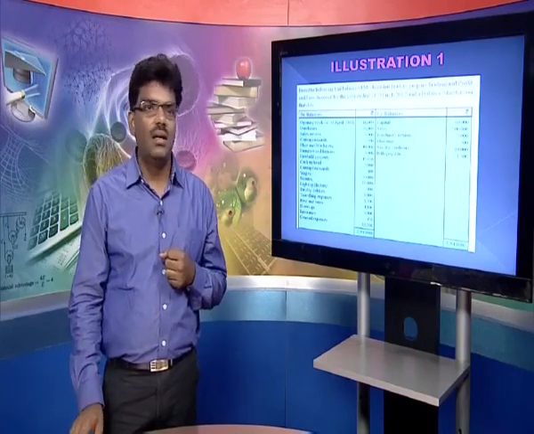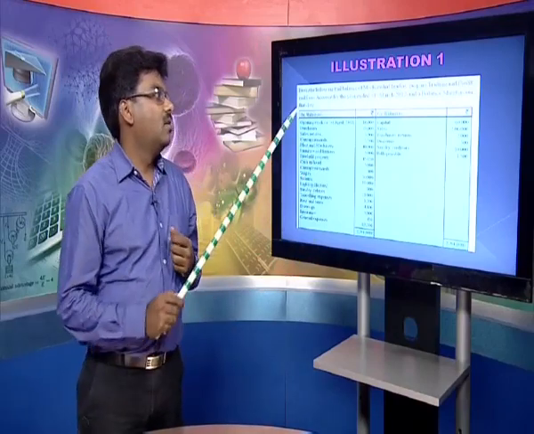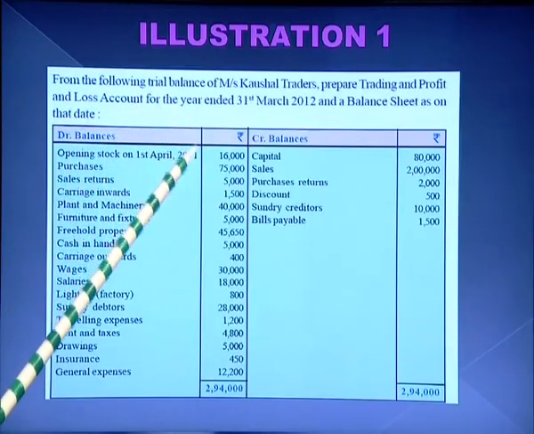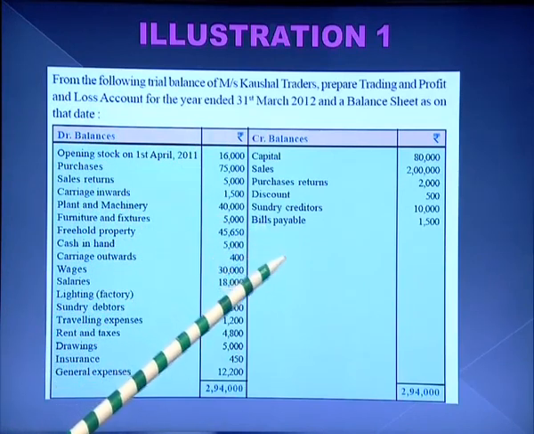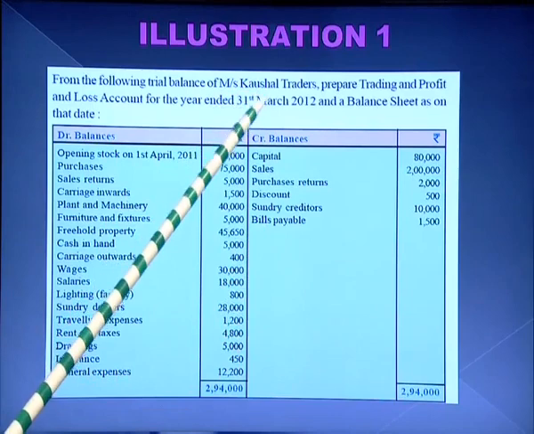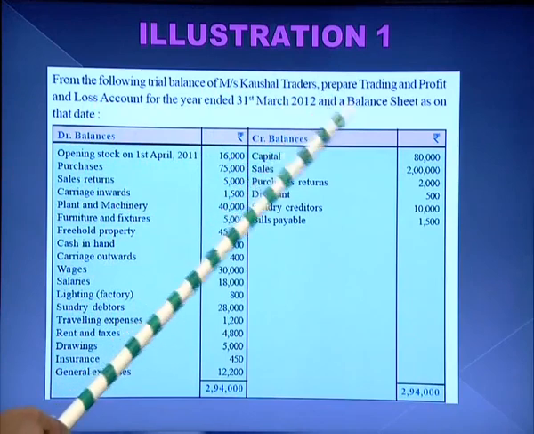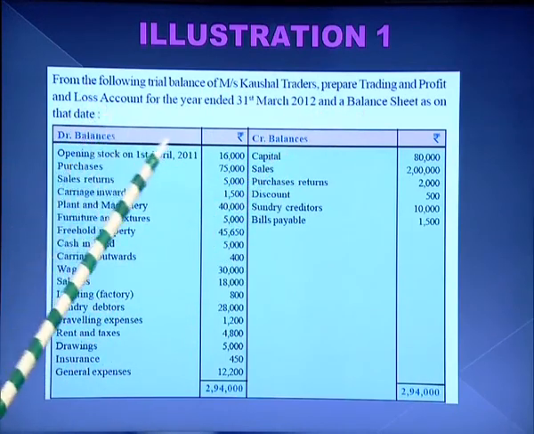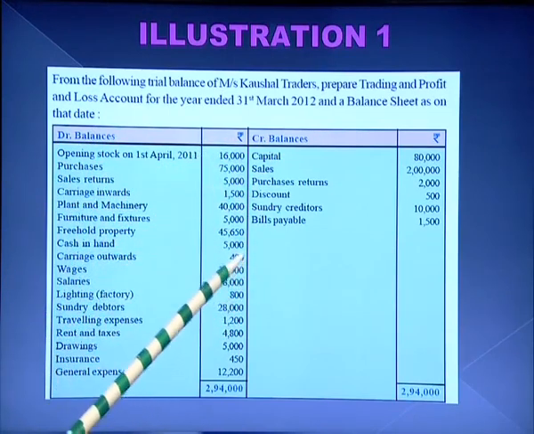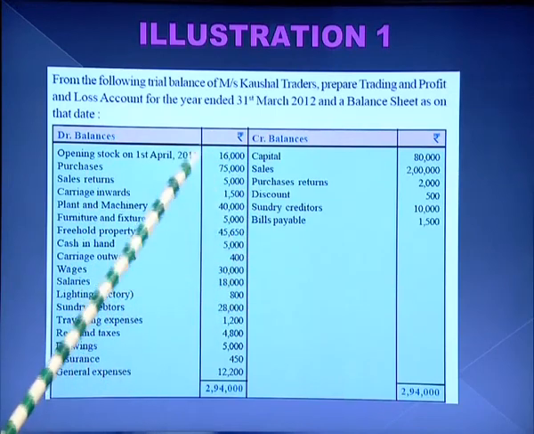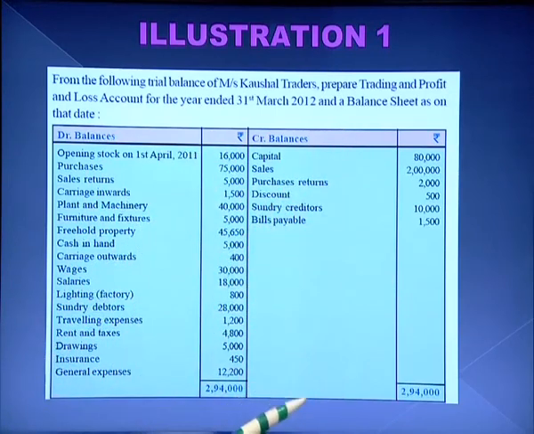Let us take one example and you will understand very well. From the following trial balance, which dear learners, you will be given in your exams, of Messrs. Coastal Traders, prepare trading and profit and loss account for the year ended 31st March 2012 and the balance sheet as on that date. So, dear learners, there are various debit balances and credit balances in the trial balance. First of all, you have to check that the total of the debit side and credit side are equal. In this question, we see that the total of the debit side is 2,94,000 and the total of the credit side is 2,94,000.